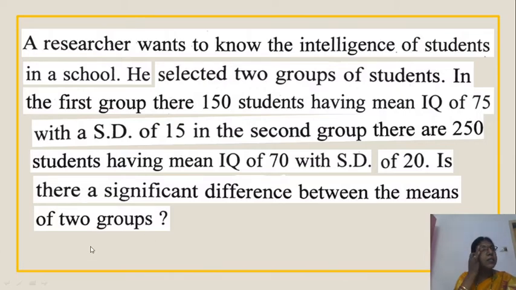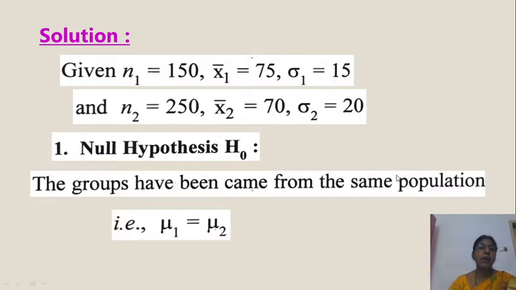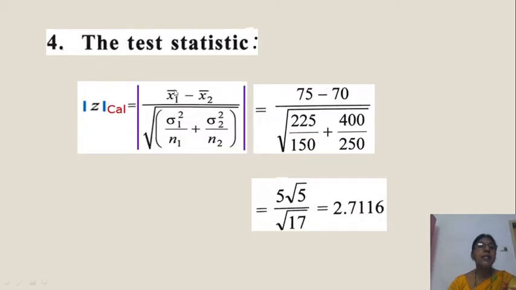You observe this is different from the previous one. In the previous problem we were given the population SD, sigma. But here the population SD is not given. Sigma is not given, but we have been given the SDs of the two groups. The first sample SD is 15, sigma 1, and the second sample SD, sigma 2, is 20. So we use the suitable formula here. What is that suitable formula? This is Z calculated: x1 bar minus x2 bar divided by the root of sigma 1 square by N1 plus sigma 2 square by N2. In the previous problem, sigma was common, that is the population SD. But here it is not given. We have been given different SDs from different samples.